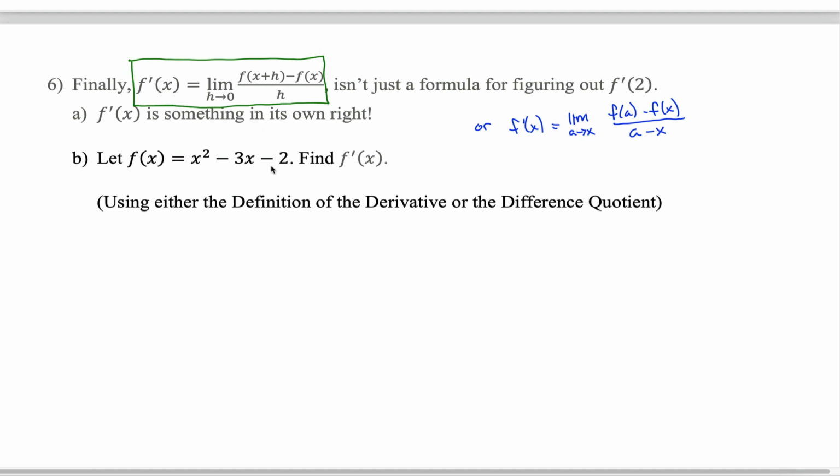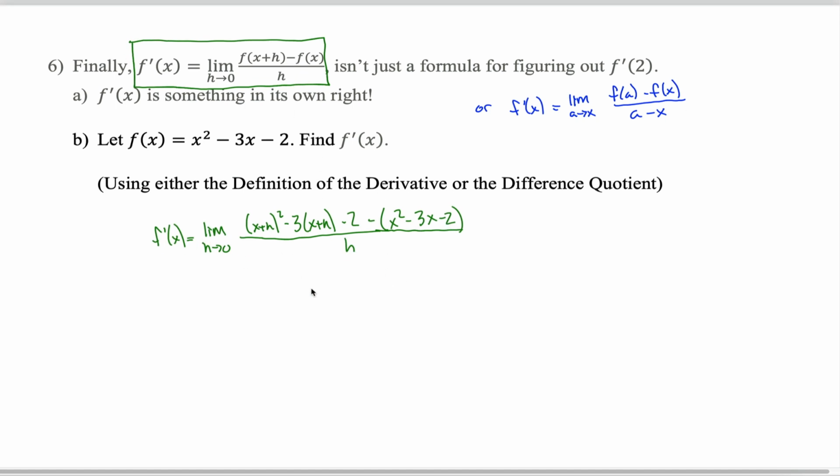f of x equals x squared minus 3x minus 2, and I want to find f prime of x. I can use either of these two formulas. It doesn't matter which one. Let's use the difference quotient because that's so nice. I'd want the limit as h approaches 0 of f of x plus h. f of x plus h would be (x plus h) squared minus 3 times (x plus h) minus 2. From that, I want to subtract f of x. f of x is x squared minus 3x minus 2. Because I have multiple terms here, be careful with the parentheses. Make sure you're subtracting this entire thing. I want to divide that by the letter h.